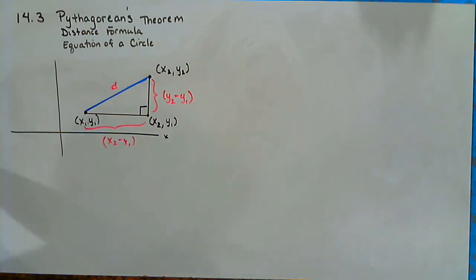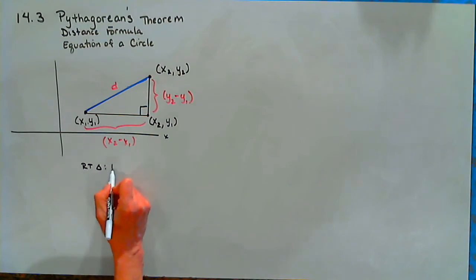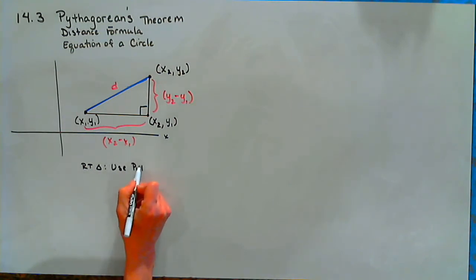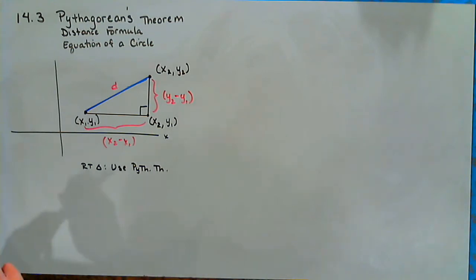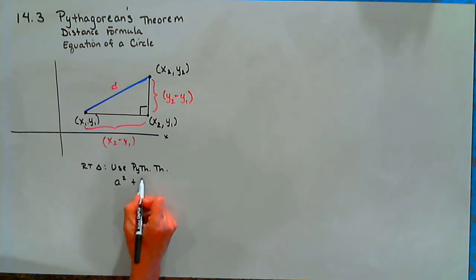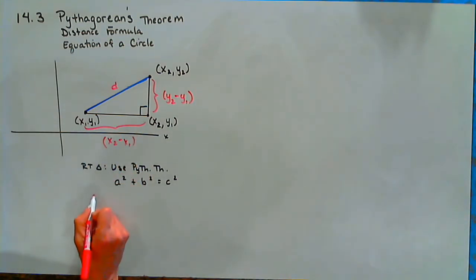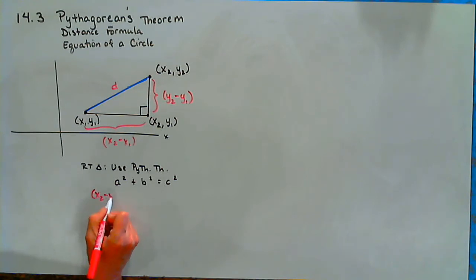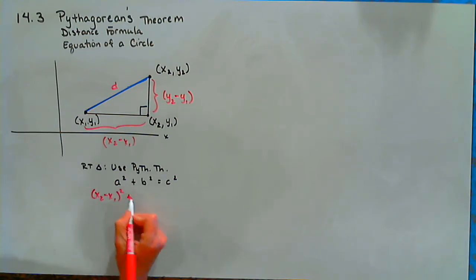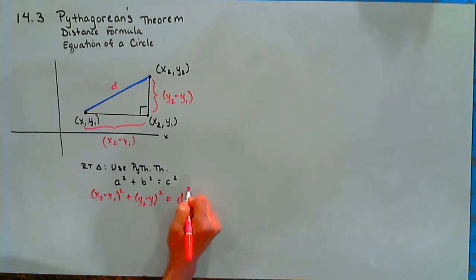Well, we use Pythagorean theorem. Since this is a right triangle, we're going to use Pythagorean's theorem. And so normally we say a squared plus b squared equals c squared. Well, we called one side the difference of the x's, so we're going to square that. We called the other side the difference of the y values, so we're going to square that. And that's going to give us our distance squared.